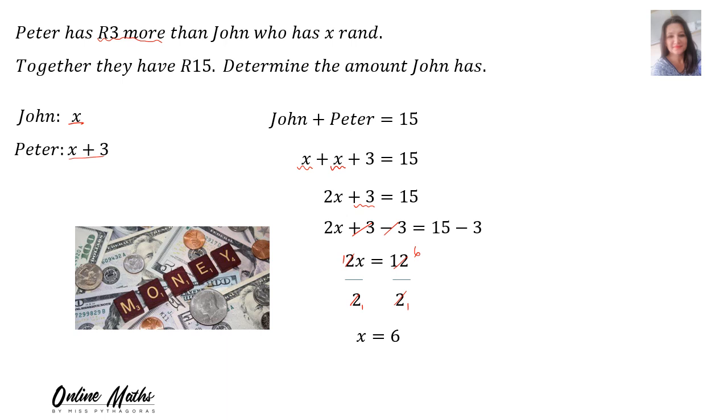But you can't stop there because the question said, determine the amount that John has. So now you just have to say that John was X, therefore John has 6 rand.